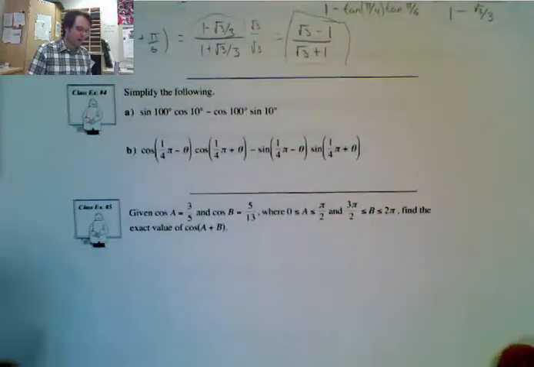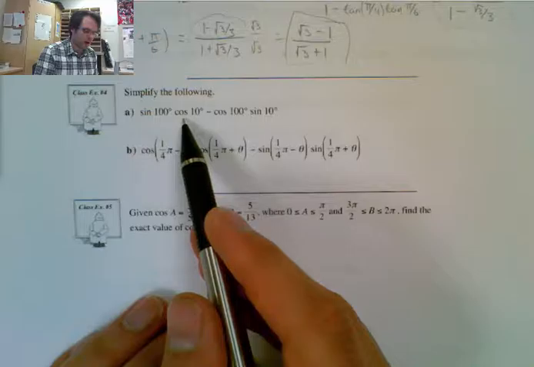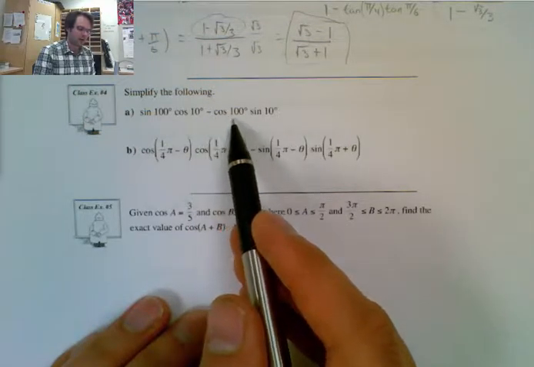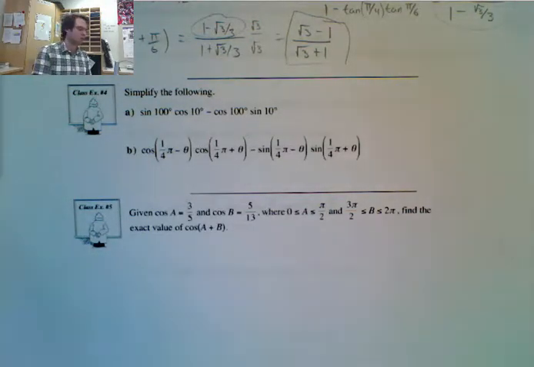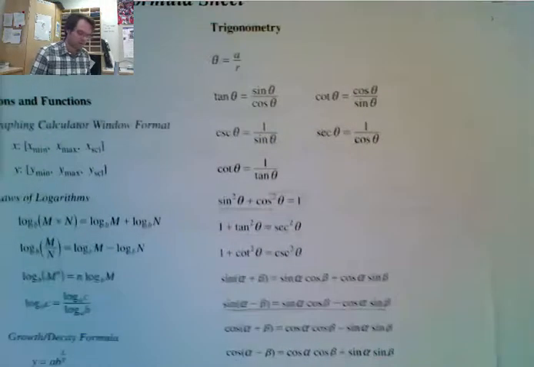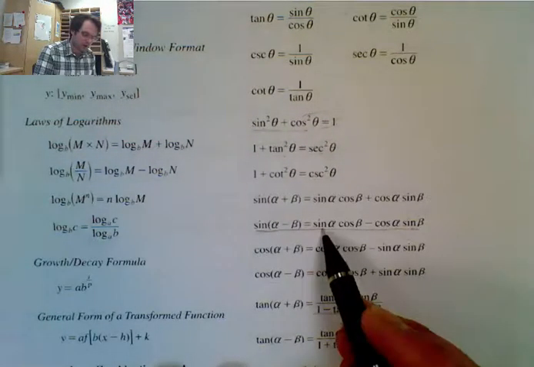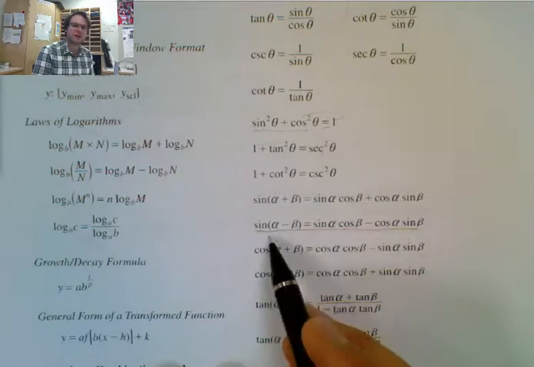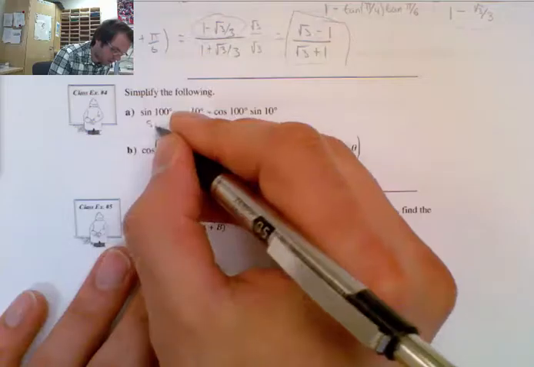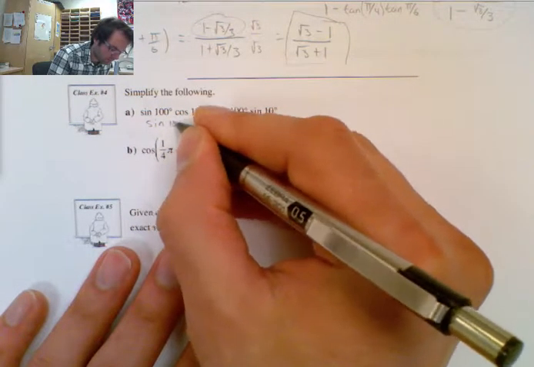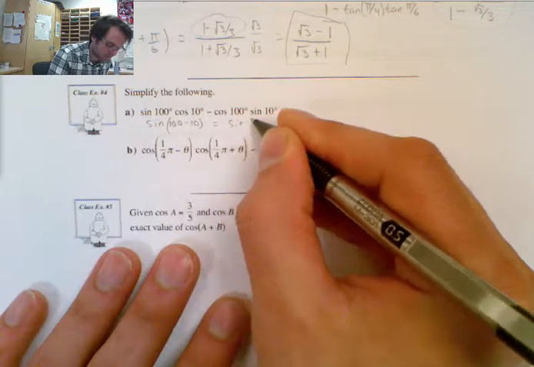All right, so now it wants us to simplify the following. So I have sine 100 and cosine 100 minus cosine 100 sine 100. So to solve this one, I'm going to see which equation that looks like. So we have sine cos, subtract cosine. So sine cos, subtract cosine is the same as sine A minus B. So this here is the same thing as sine 100 minus 10, which is the same thing as sine 90.